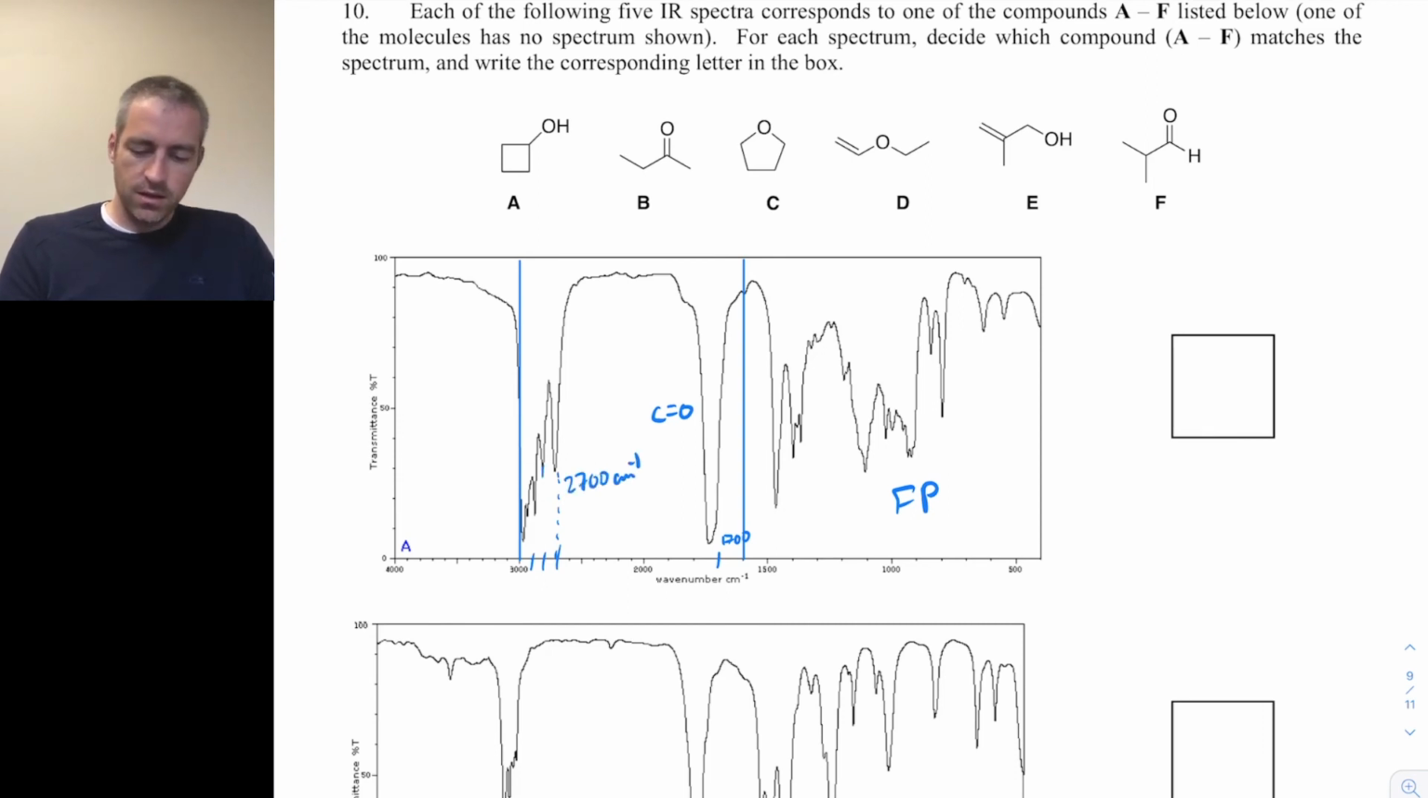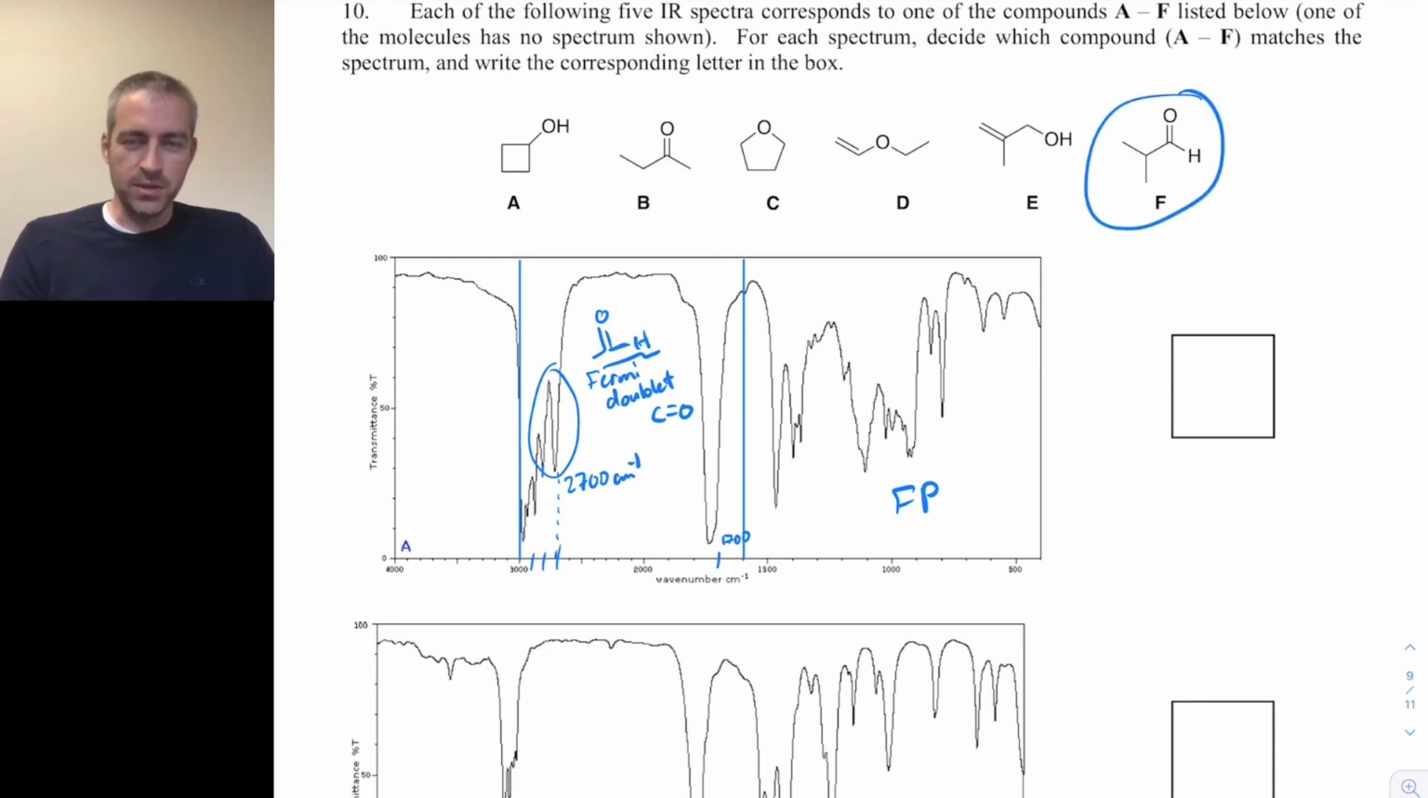Between 27 and 28, there looks to be a pair of peaks here. That to me looks like a Fermi doublet, which is indicative of an aldehyde CH. We do have an aldehyde somewhere here, F. So I'm leaning towards F for this first one because it's got the carbonyl group and the Fermi doublet. The rest of this stuff in here is all sp3 CH stretch. So I'm going to tentatively put F here, realizing maybe we'll revise if we see something else in the other spectra.